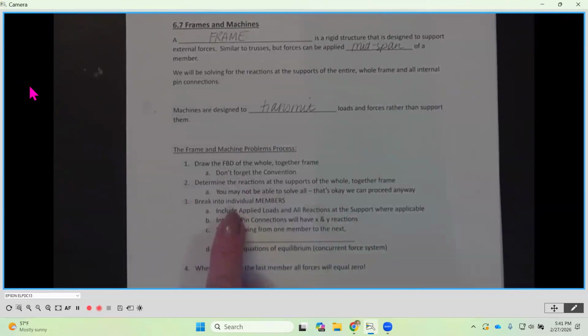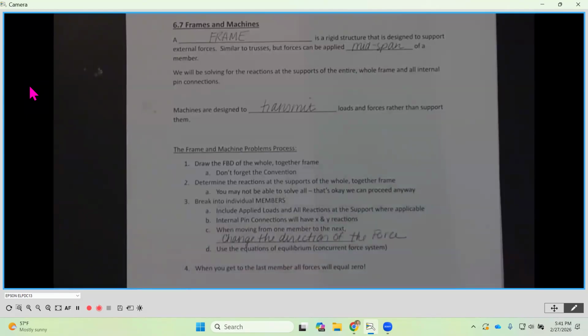Then what we're going to do is break our frames into their individual members. And then we're going to include any applied loads and all reactions at the supports. We're also going to be looking at internal pin reactions, and those are going to get pin reactions, X's and Y's. And then when we're moving from member to member, so we'll solve for one member, then we'll look at another member. And as we do that to the next, we are going to change the direction of the force.